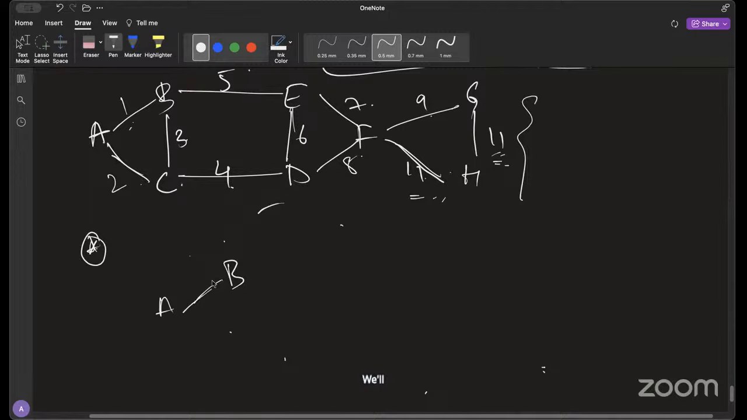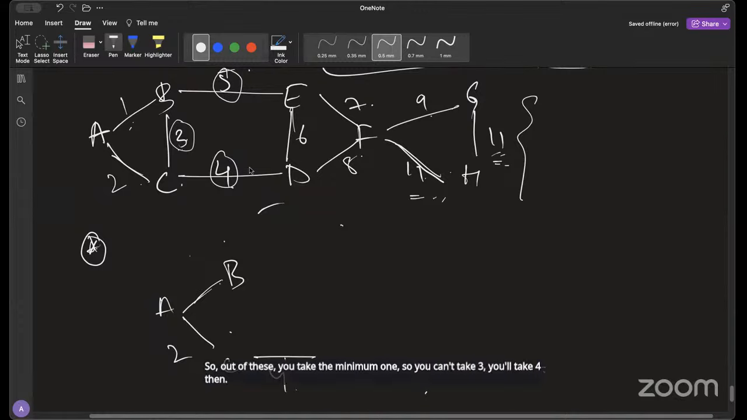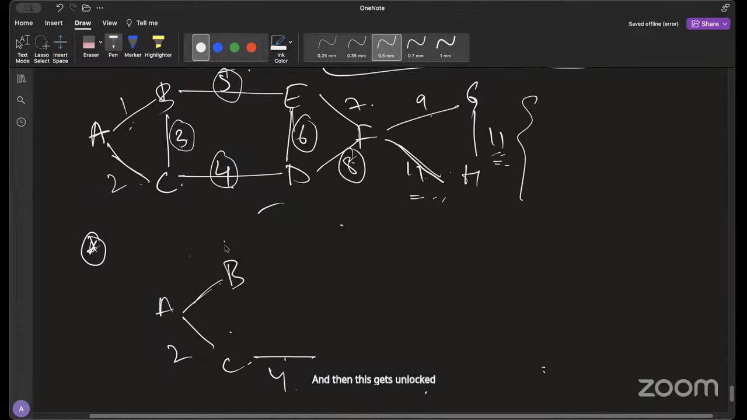You start with this edge only, but then you have these two connected to these two, right? So you take the minimum, 1, 2. And then you have this unlocked, and this one's also unlocked, right? So out of these, you take the minimum one. So you can't take 3, you'll take 4 then. And then this gets unlocked, this gets unlocked. So out of these, you choose the minimum. D to E. So you will get this. You'll get this one, right? You'll have to choose the minimum out of this.